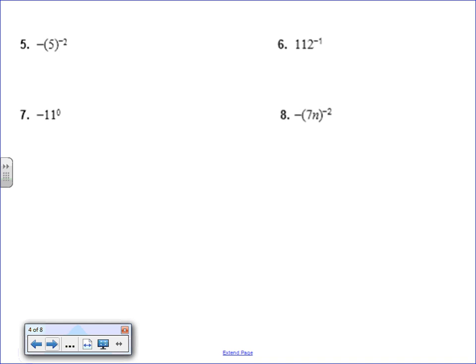Okay, so for this one, a -2 on the 5, so I'm simply going to do this. I'm going to have a 1 on top now, and I'm going to move that whole thing to the bottom, and it's going to be a +2 for an exponent. So what do I get? I get 1 over 25.